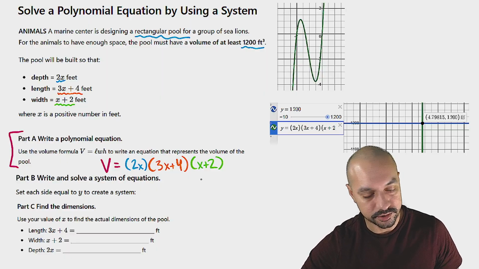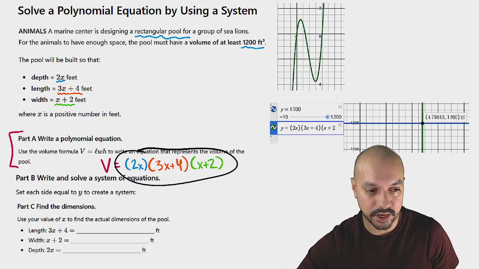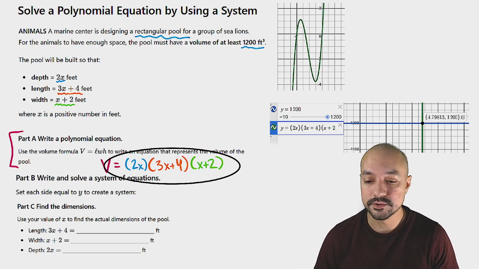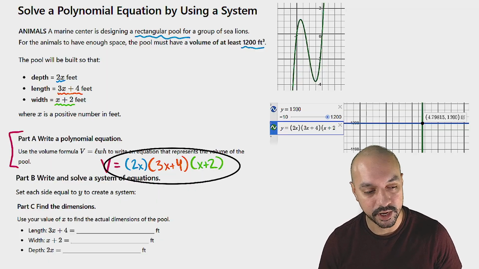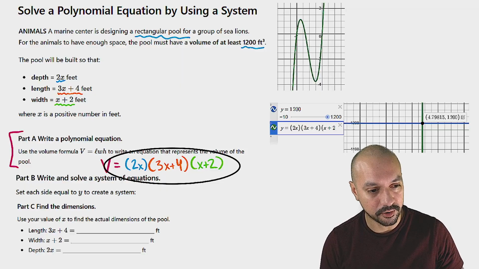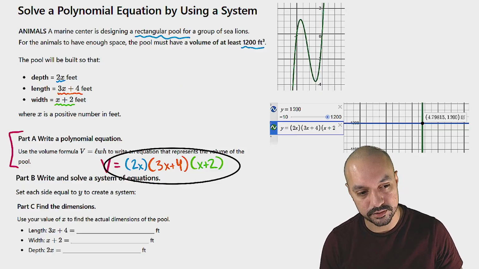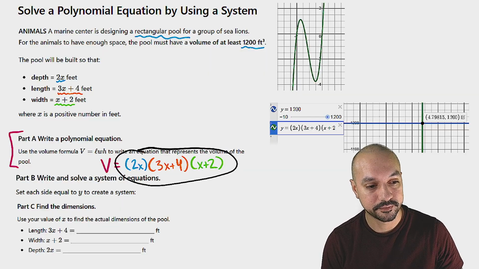If you wanted to, you could simplify this expression and multiply it all out. Because we're using a graphing calculator, it's not really necessary to put it in a different format. The graphing calculator will take it in this form. Now, this is the expression representing the volume of the pool.